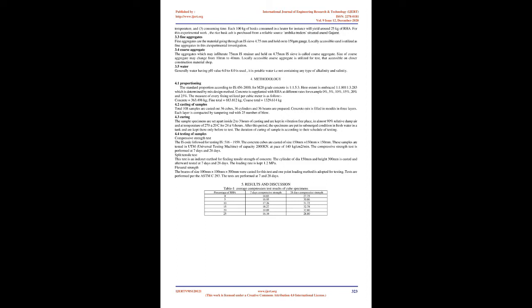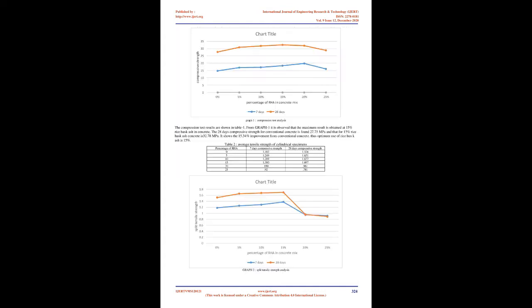3.4 Coarse Aggregate. The aggregates which pass through a 75 mm IS sieve and are retained on a 4.75 mm IS sieve are called coarse aggregate. Size of coarse aggregate may range from 10 mm to 40 mm. Locally accessible coarse aggregate is utilized for the test, available at a nearby construction material shop.